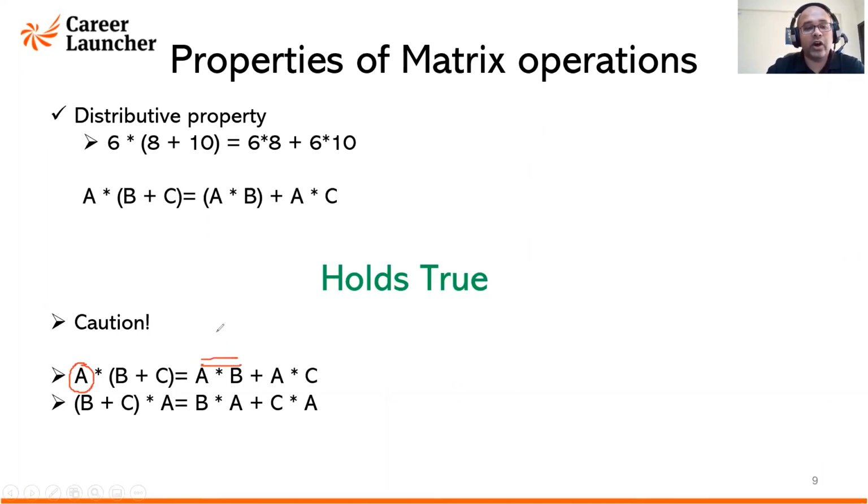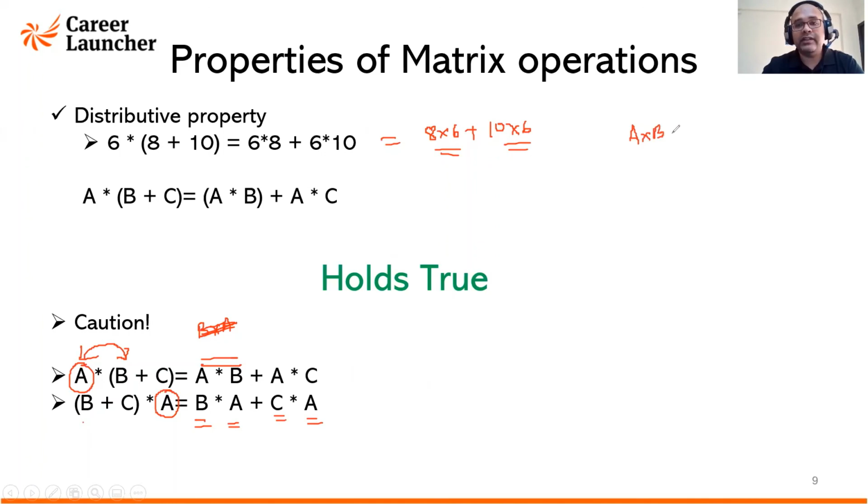So you have to make sure that the order is not changed. You cannot write it as B into A, because here, when you are multiplying, A is first, B is second. Similarly, A is first and C is second. Similarly, if A is on the right hand side initially, then B comes first, then A. C comes first, then A. Unlike in numbers, you can write this as 8 into 6 plus 10 into 6, correct? But in a matrix, you cannot change the order, because I already told you, A into B is not equal to B into A. So you have to make sure that when you're distributing multiplication over addition, the order of the matrices is not changed, else you will be making a mistake.